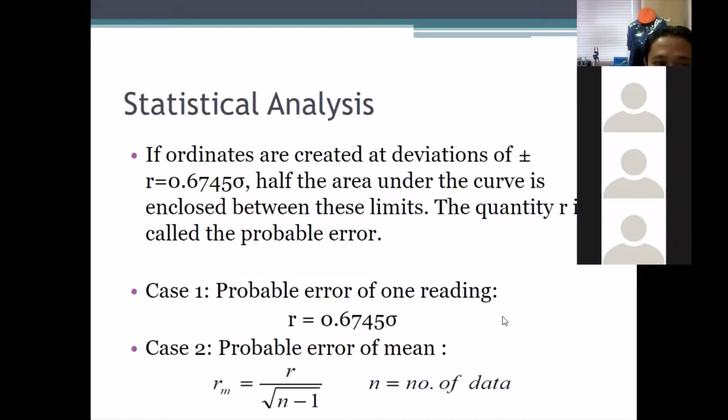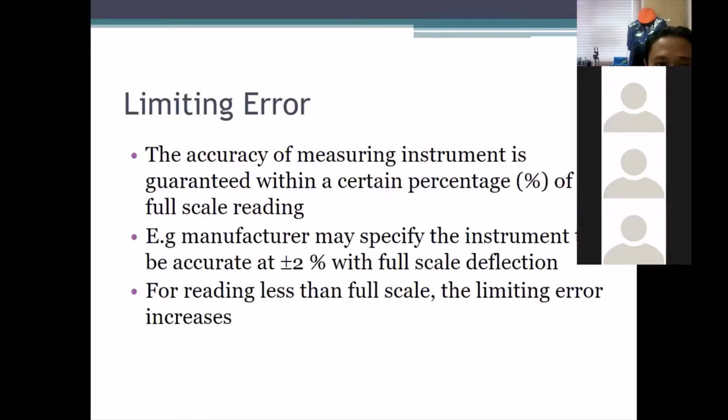So this is an example. We have two cases: probable error of one reading and probable error of the mean. This is the formula for the probable error of the mean. Next we go for the limiting error.